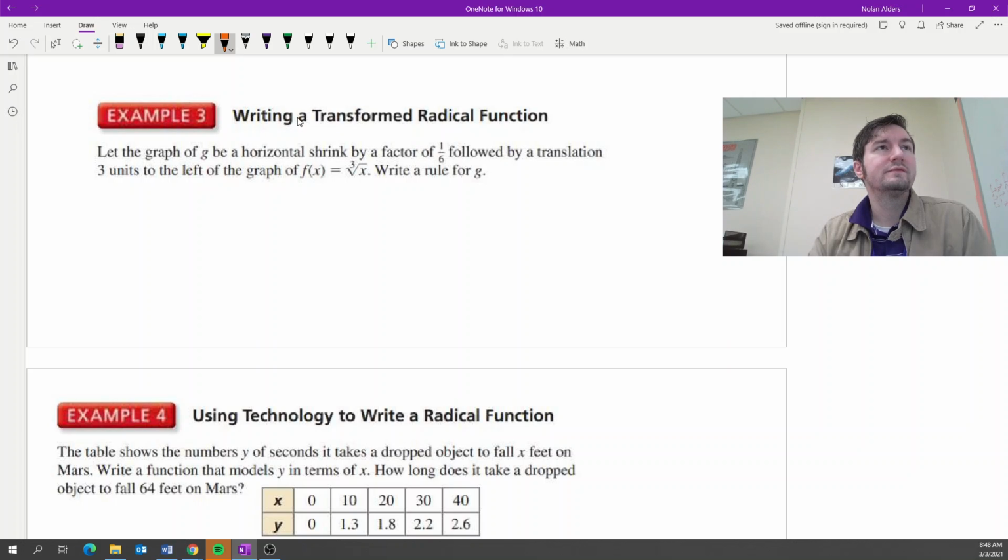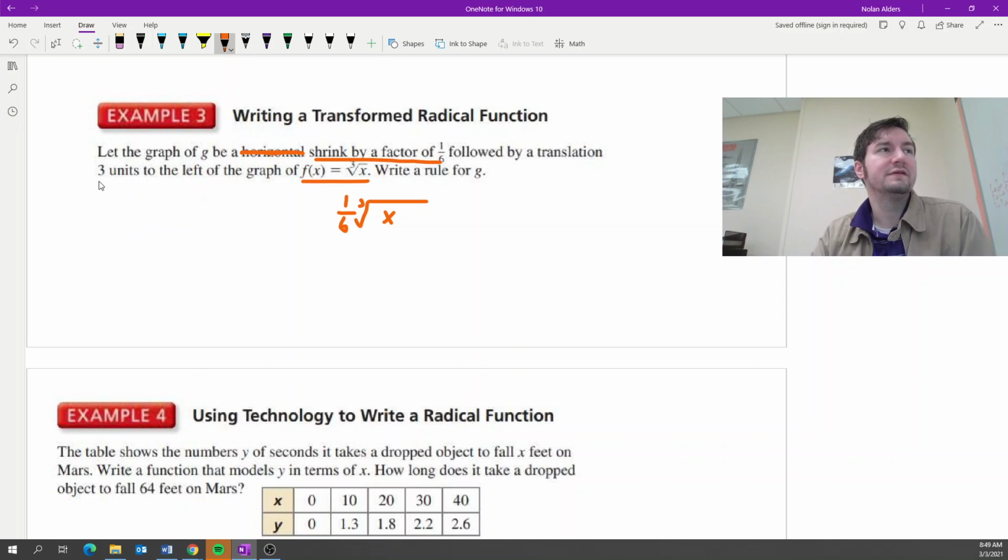Example 3. So they're giving us the transformations, and we just need to apply them. We're going to say this is a vertical shrink, so just ignore that right there. All right, so we've got a shrink by a factor of 1/6. So this is what we start with. If we have a shrink by a factor of 1/6, that means we're going to put the 1/6 out front. So we have 1/6, the cube root of x. Okay, so you can see we have our shrink right here.